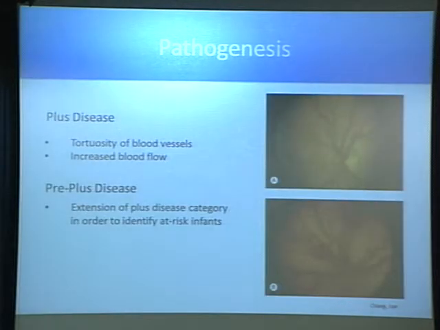Another way is there is also a designation of whether you see something called plus disease or not. And plus disease is described by having more tortuosity in the blood vessels, which is like windiness or twistiness. And then you also see this increased blood flow, which I think they described as a more florid pattern. You can see these are both plus disease examples, but the bottom one is a more severe version of plus disease than the top one. So you have that progression where you just have a lot more blood flow happening. It's less straight lines, more twisty lines, basically.